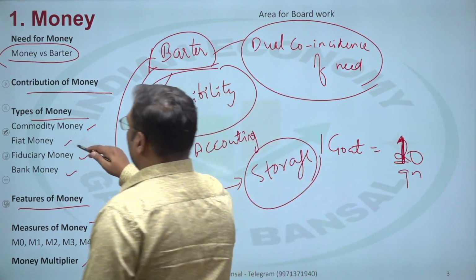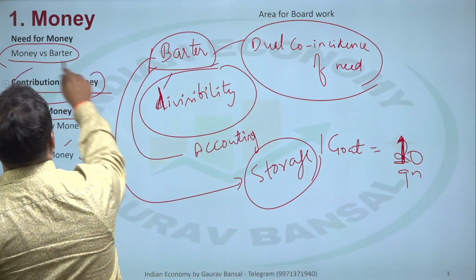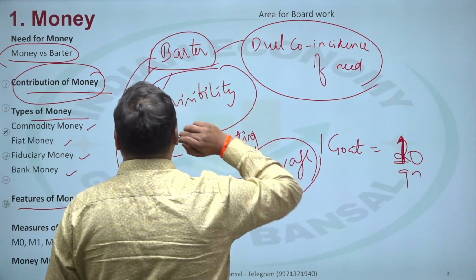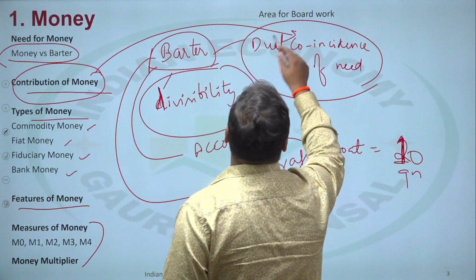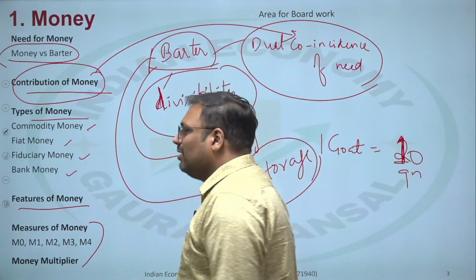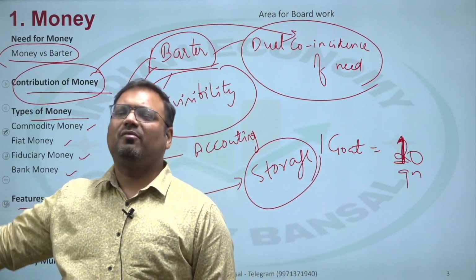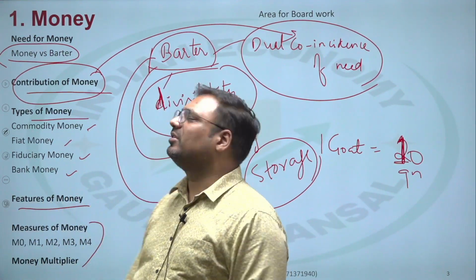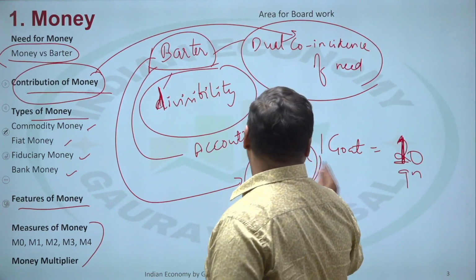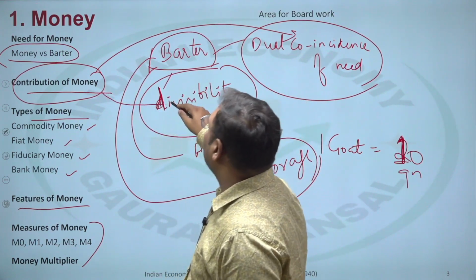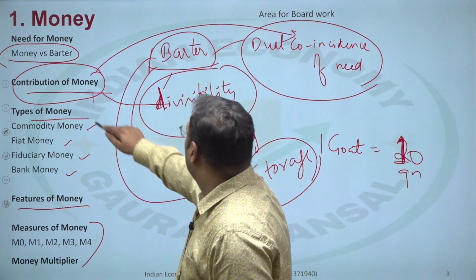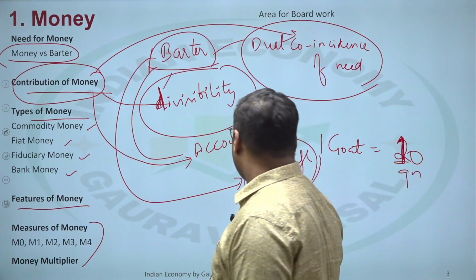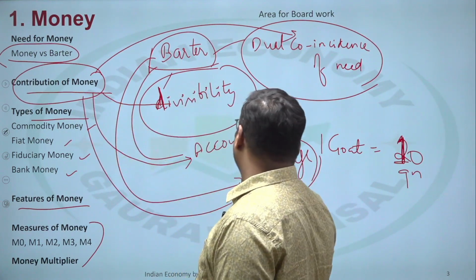In fact, as we come to the contribution of money, what does money provide? Freedom of trade. Dual coincidence of need is no longer there. You can sell whatever you want to sell for money, and you can buy whatever you want to buy for money. Both of you need not have the coincidence of need. Similarly, money is perfectly divisible in most cases. Then it is also very easy to use as a unit of accounting. Then money can be used for storage also.